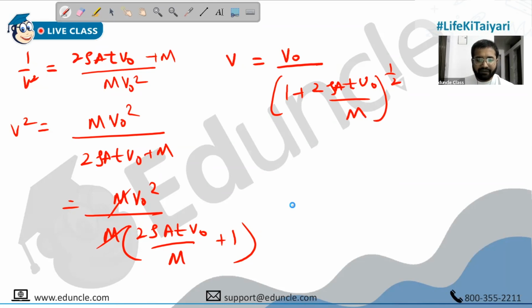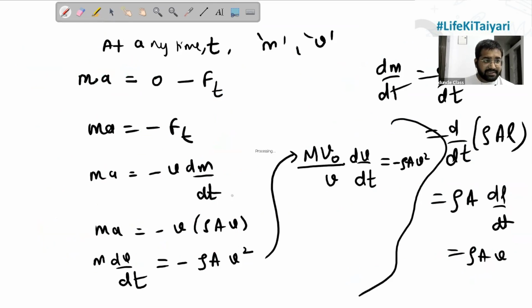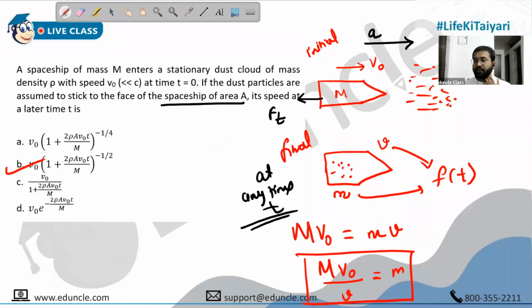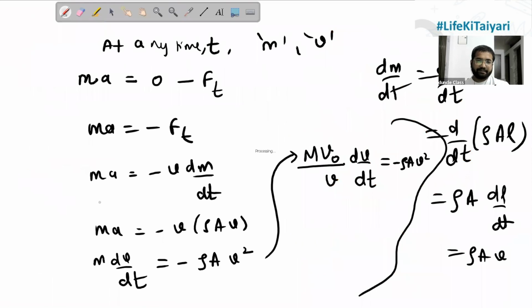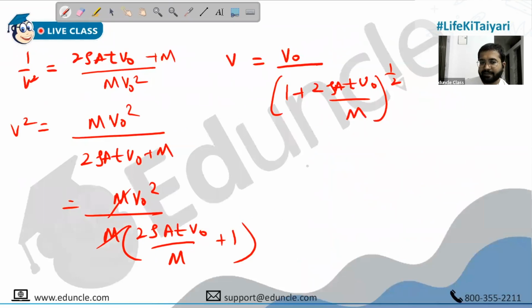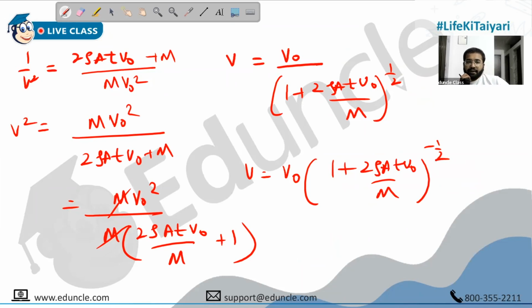So our answer, I think we got the answer. This is the answer: V naught into 1 plus 2 rho a v naught t by m raised to minus 1 by 2. Not much of a manipulation actually. Nice. Copy please. This goes in the numerator and it becomes minus half. 1 plus 2 rho a t v naught upon m raised to minus half. Clear, people?